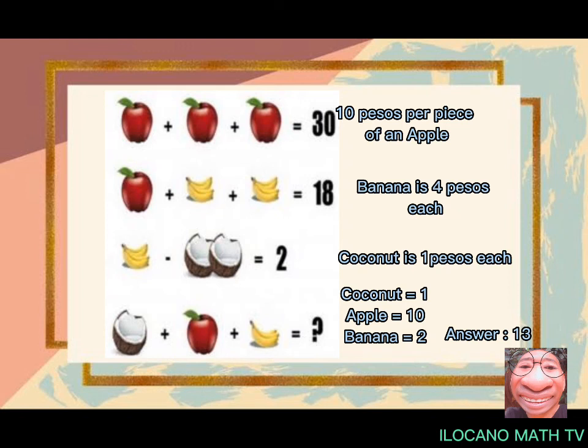Bakit? 1 coconut is equivalent to 1. 1 apple is equivalent to 10. Then, banana is isang piging lang naman siya, kaya equivalent nun is 2 pesos lang. So, 1 plus 10 plus 2 is equal to 13.